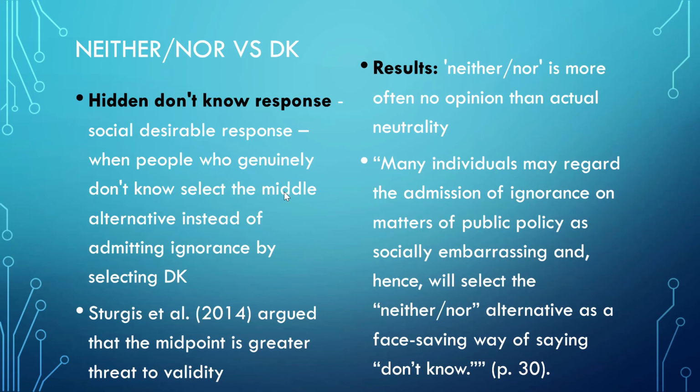Now, another aspect of question form is the neither nor or the midpoint instead of the don't know response. The hidden don't know response is a type of social desirability responding. It's when people who genuinely don't know select the middle alternative instead of admitting their ignorance by selecting don't know.